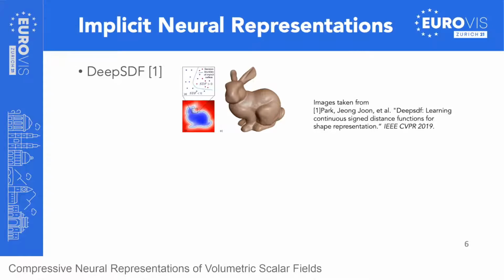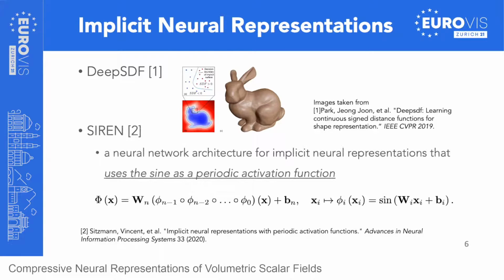Notable recent works that also informed our network design include using periodical activations and Fourier feature mappings. More specifically, we're extending the network design called SIREN, where the sine is used as a periodical activation function, which can be expressed as this formula.